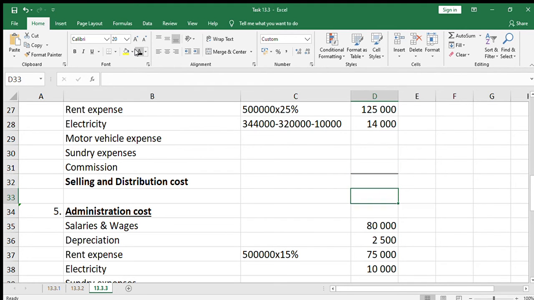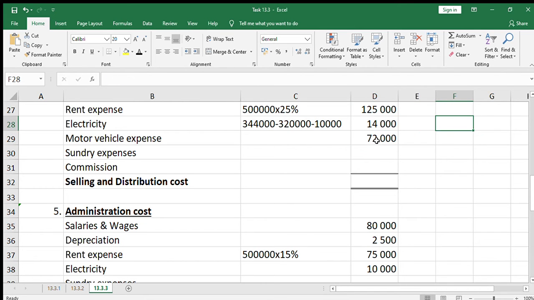Then the next bullet in number 10, sales vehicle running costs was 72,000. So we go to our motor vehicle expense, or whatever you could call it. We're just going to put the amount in directly here, 72,000. Then sundry expenses were 90,000. But these are split in the ratio 4:1:1 between the factory, the office, and the sales department respectively.